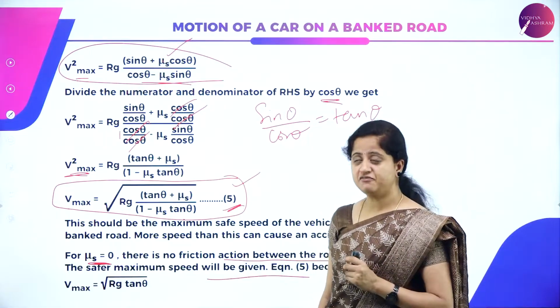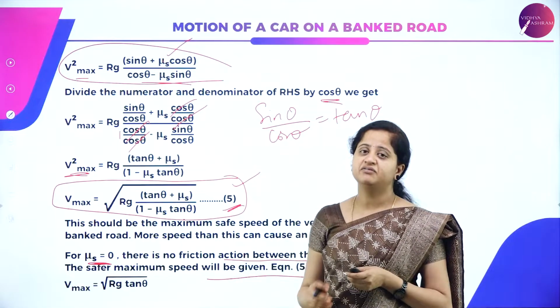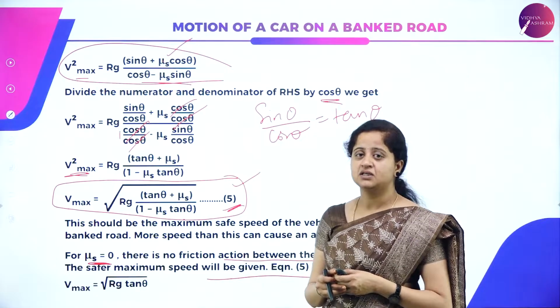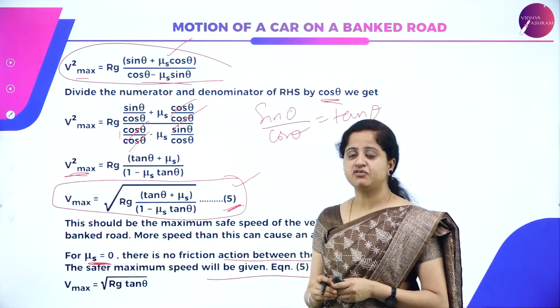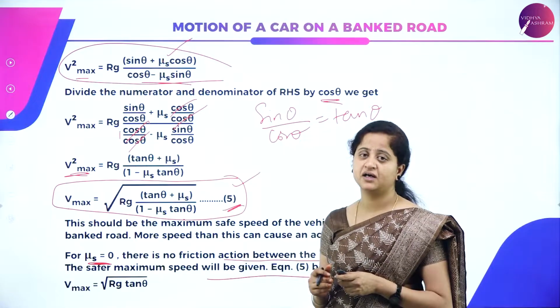So equation 5 becomes v max is equal to root of rg tan theta, if the value of mu s becomes 0. So this is the expression for maximum speed of a vehicle which is traveling in a circular path along a banked road.